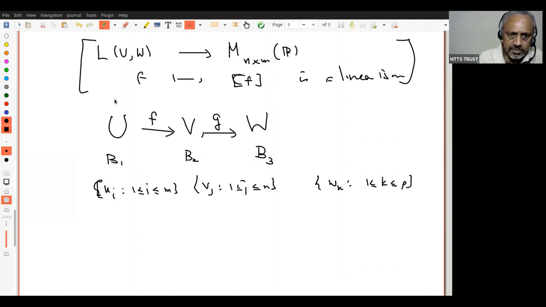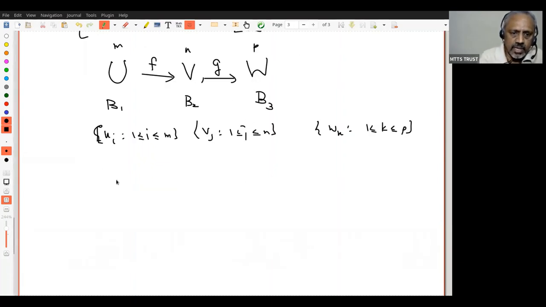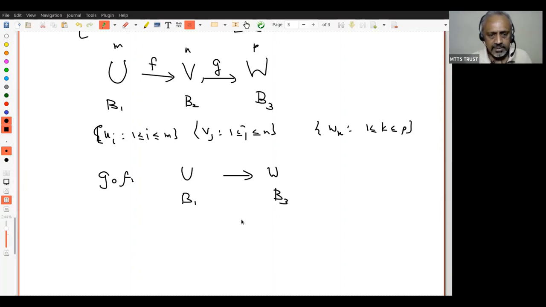So the dimension of this is M, this is N, this is P. Right? Now I have a linear map G composed F, from U to W. What are the bases of my choice here, ordered bases? This is B1 and B3. You understand? Now what is my question?